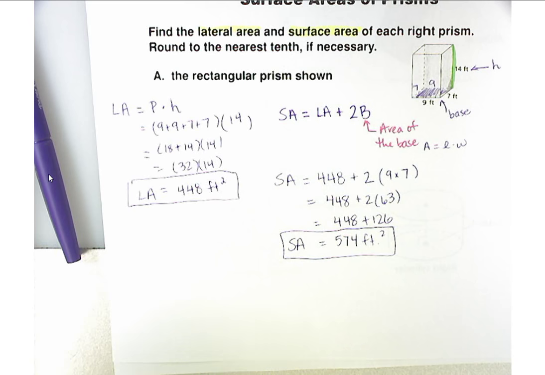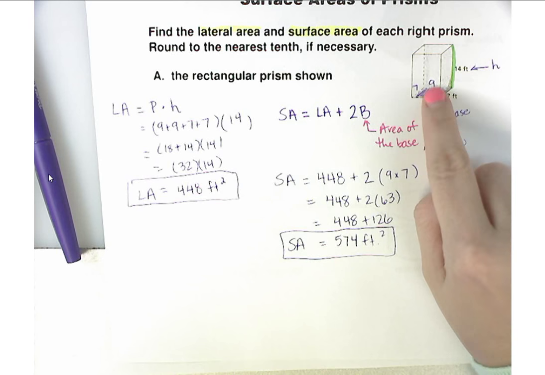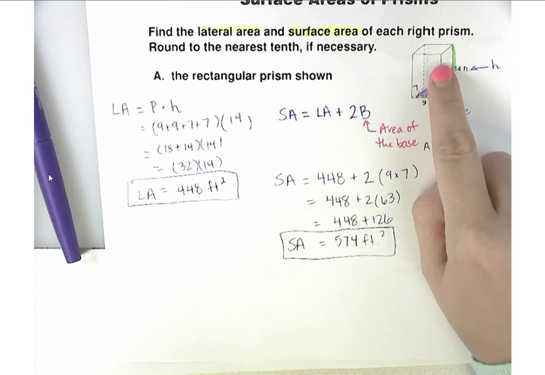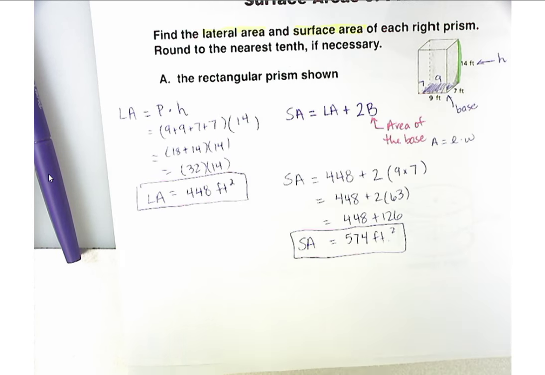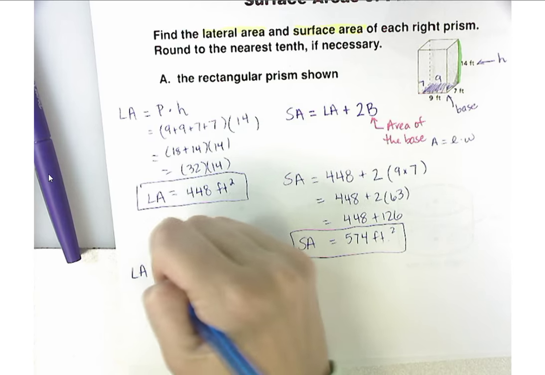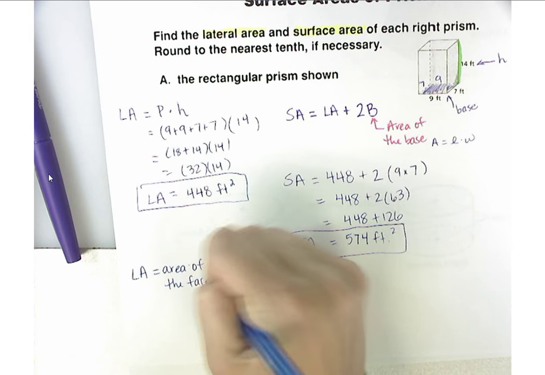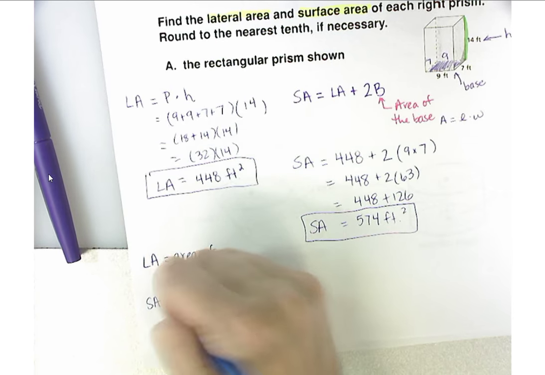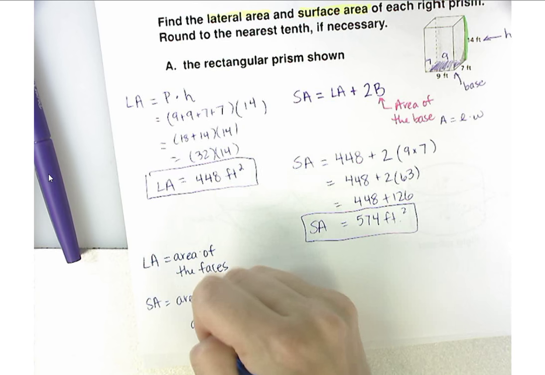Okay, so again, your lateral area is the area of all of what? Yeah, so your faces. Okay, so that's going to be the area of these 4 rectangles. Okay, the surface area is the area of the faces plus the area of what? The bases. Okay, so we're just going to make a little note. So your lateral area is the area of the faces. The surface area is the area of the faces plus the area of the bases.